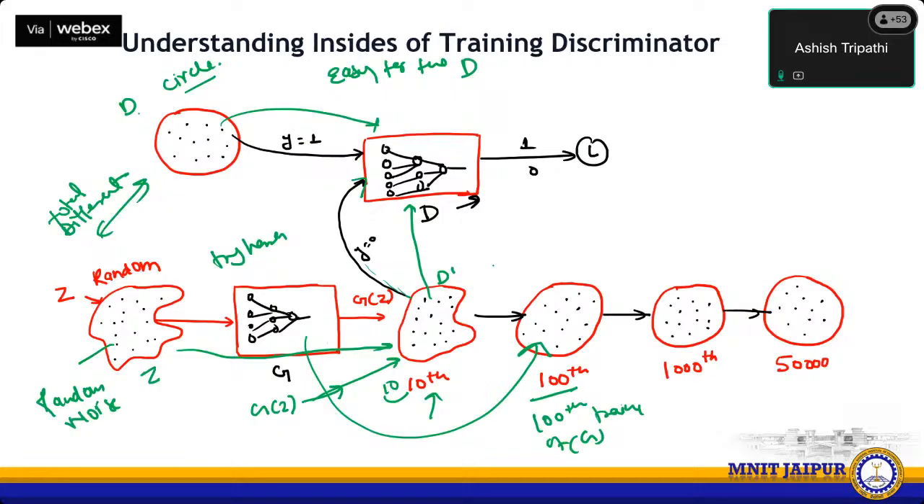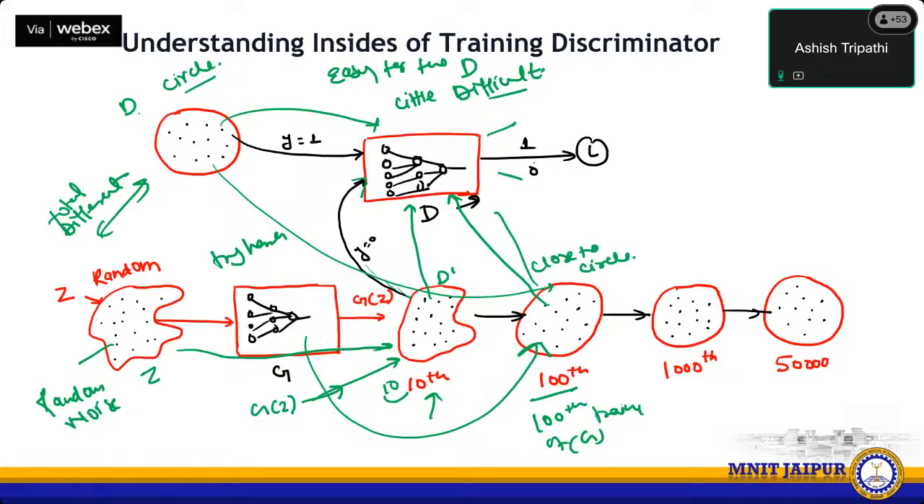Got the point? Now it will again give some input samples to D. Now it is a little bit difficult. Difficult for whom? Difficult for the discriminator, because it has taken some shape close to a circle. Close to a circle means close to the real one. But somewhat we can say that the discriminator is still able to classify between the real and the fake one correctly. Again, we are going to calculate the loss.